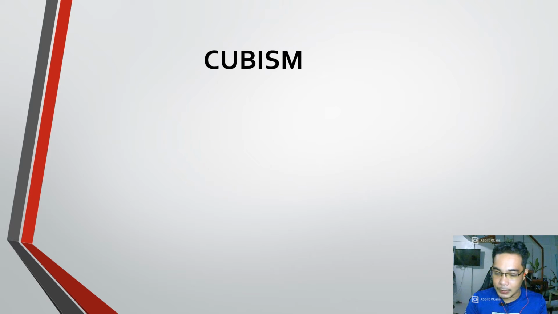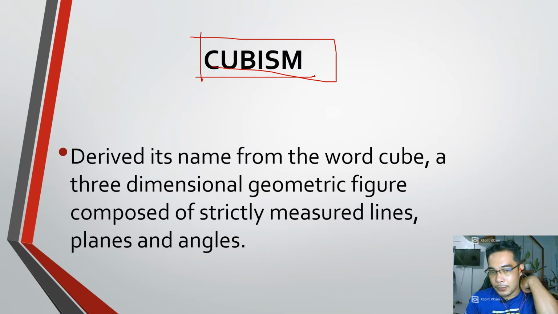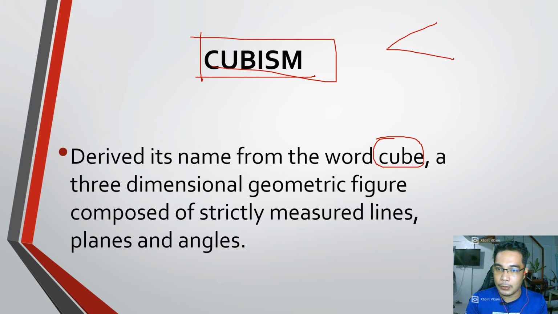Okay? So the first sub-movement under abstractionism is what we call cubism. Okay, so the first one is cubism. So from the term itself, no, the term cubism is derived from the word cube. So ito nga yun. Okay, so pag sinabi natin cube, alam niyo naman siguro ang tsura ng cubes.